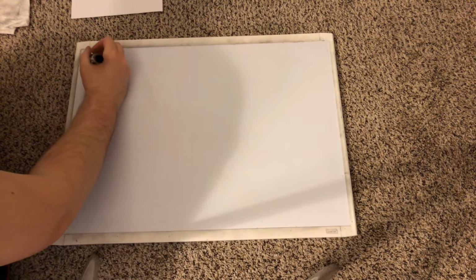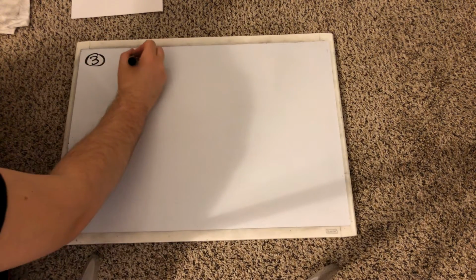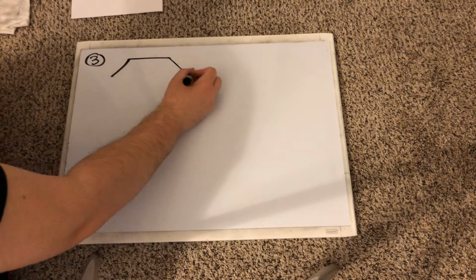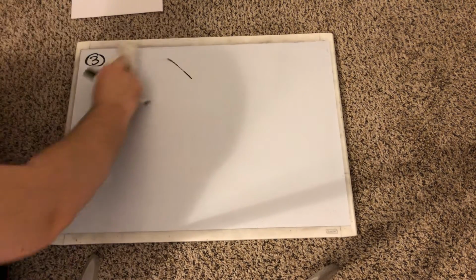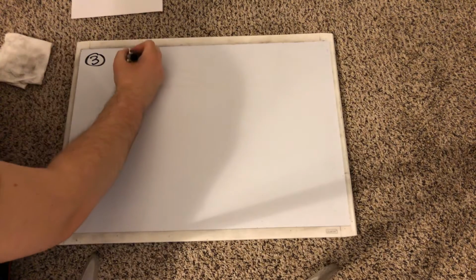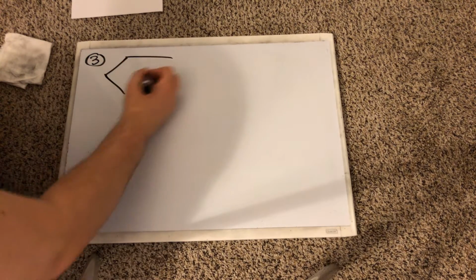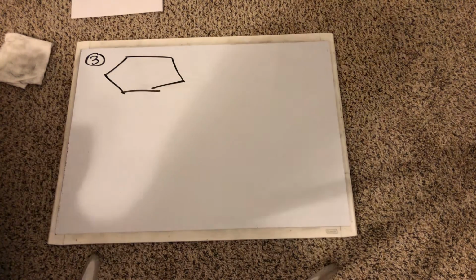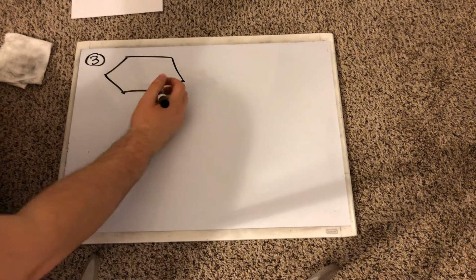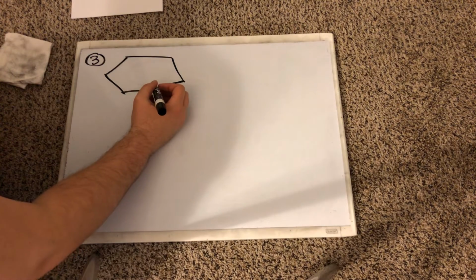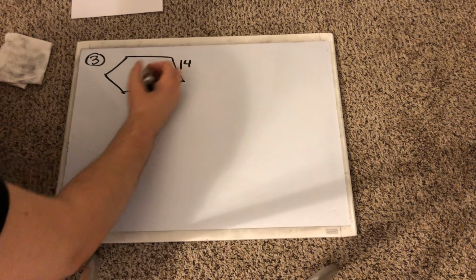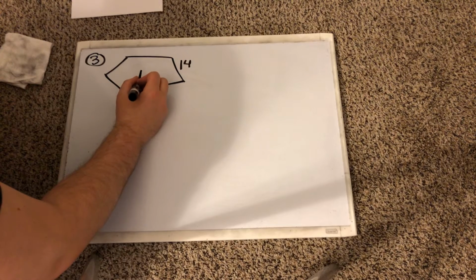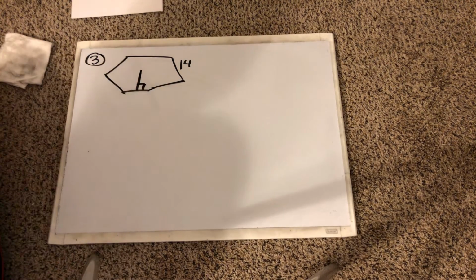Okay. Number 3 can get a little bit trickier. We're dealing with a regular hexagon, if only I can draw. Beautiful, beautiful hexagon, I know. I'm going to enroll into art school pretty soon. Alright, so the side is 14, and it gives us a right angle, and that's really all it gives us.